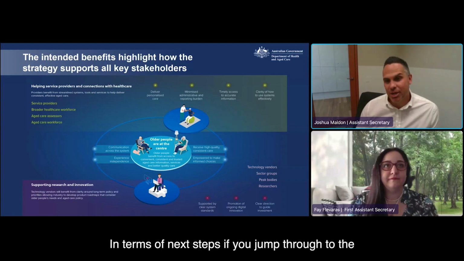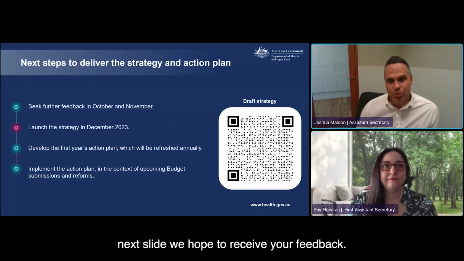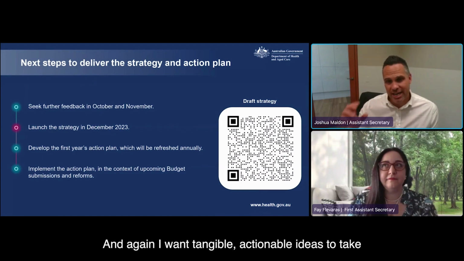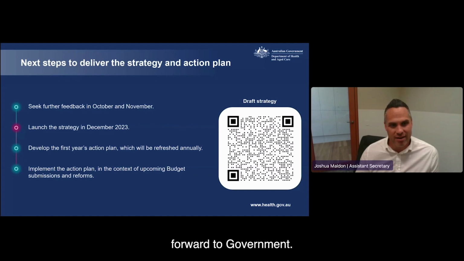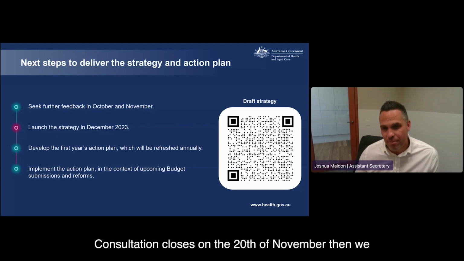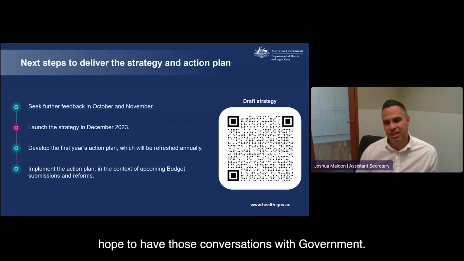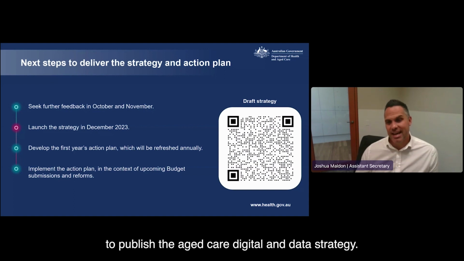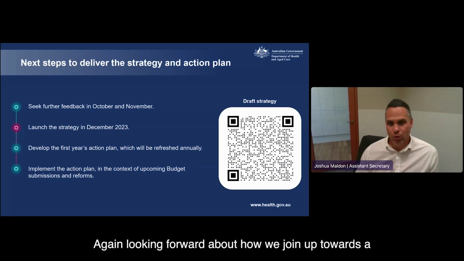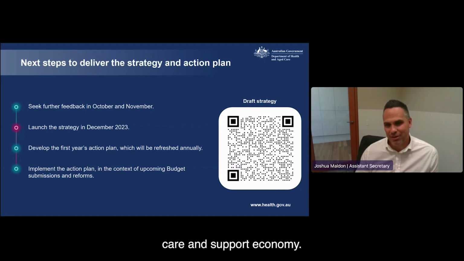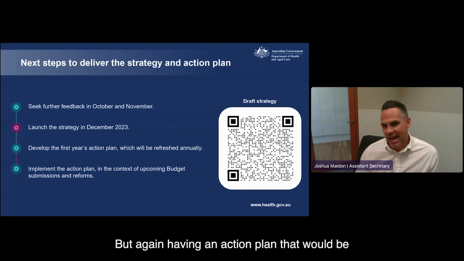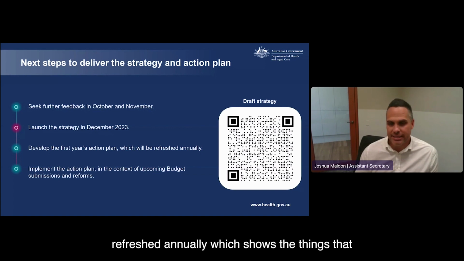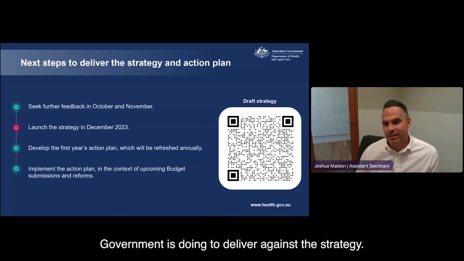In terms of next steps, if you jump through to the next slide, we hope to receive your feedback. And again, I want tangible, actionable ideas to take forward to government. We'll be taking that feedback on board. Consultation closes on the 20th of November. Then we hope to have those conversations with government. We hope to be in a place, subject to their approval, to publish the aged care digital and data strategy. Again, looking forward to how we join up towards a care and support economy. And having an action plan that would be refreshed annually, which shows the things that government is doing to deliver against the strategy.